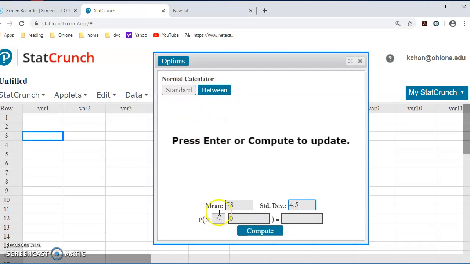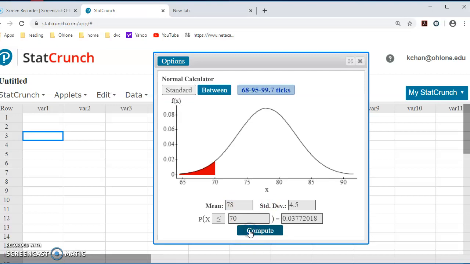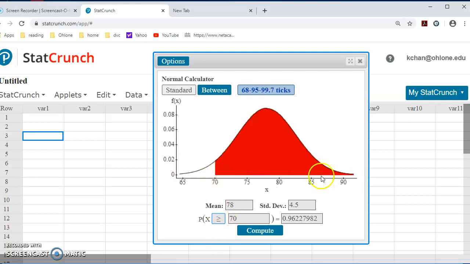There are two options that you can choose. By default, it's the standard option where you can find the x that is greater than a number or less than a number. This is a less than symbol, so you're looking at the number being on the left side. You can say, less than 70, if my mean is 78. Then you compute, and you will see it highlighting the area, which is all the numbers that are less than 70. And you can do greater than, which would be from this number onward.